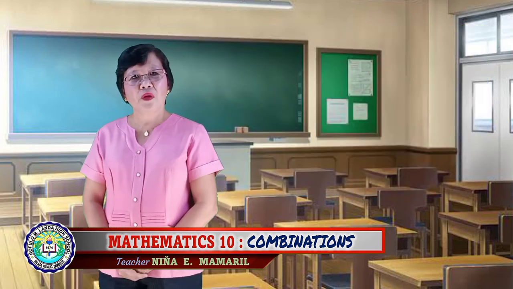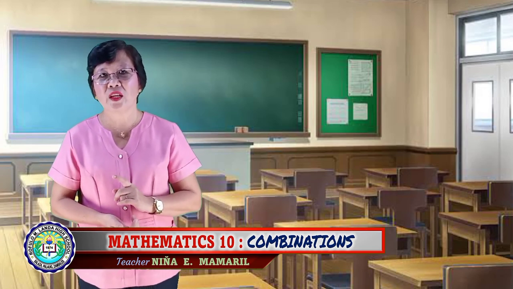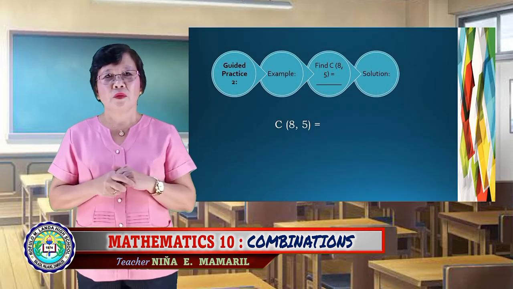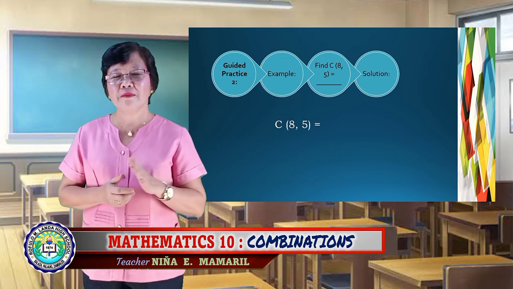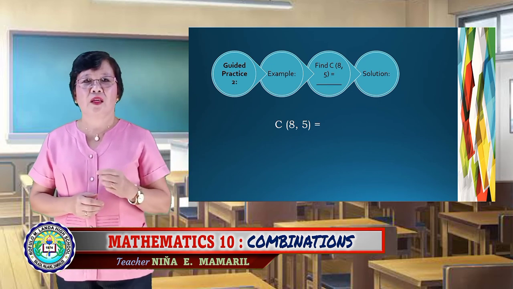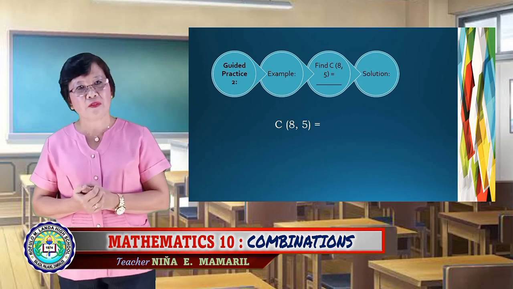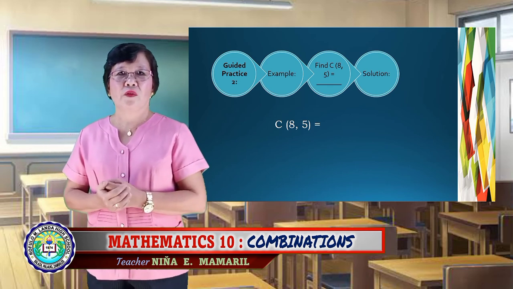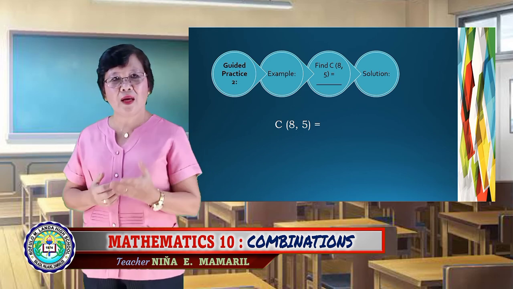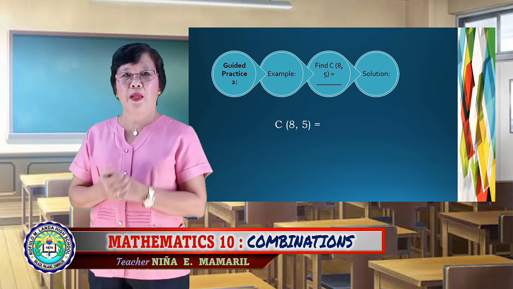So after now your guided practice number 1, okay, let us proceed to your guided practice number 2. So, what is now your given? Find now the value of your C. Given you have n is 8 and 5 is the value of r. So, this is now the solution. Of course, first is to have now the formula and after that, substitute now the values on your given formula.